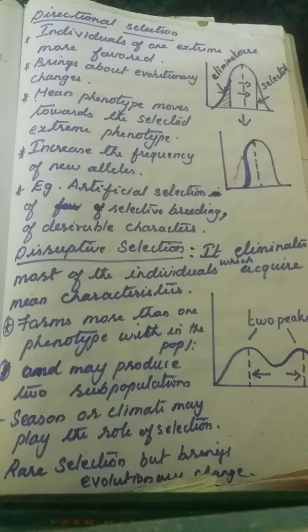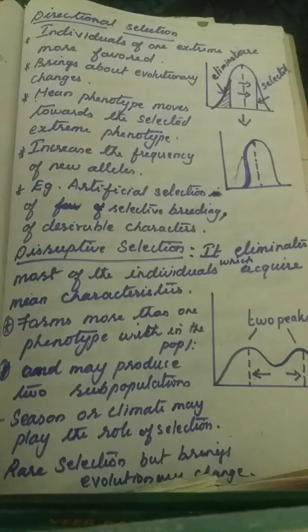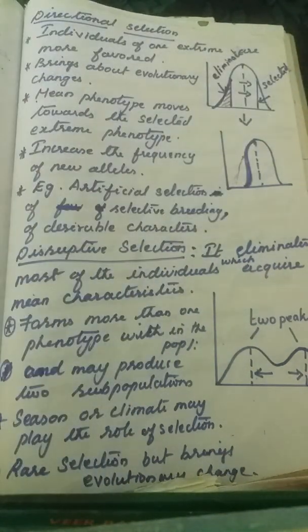These are the three types of selection: stabilizing selection, directional selection and disruptive selection. Note down the points. These points are very important from the examination point of view. Okay children, study these points.